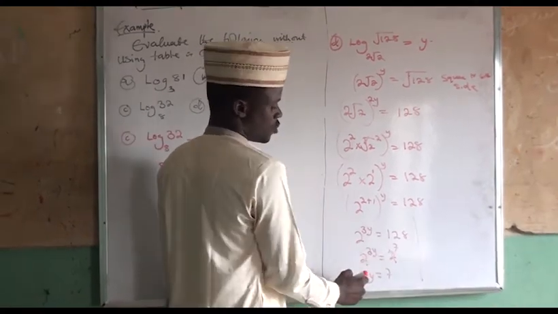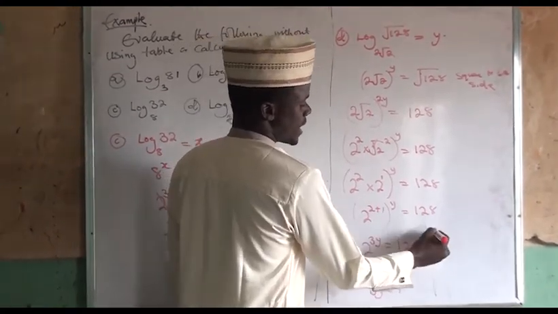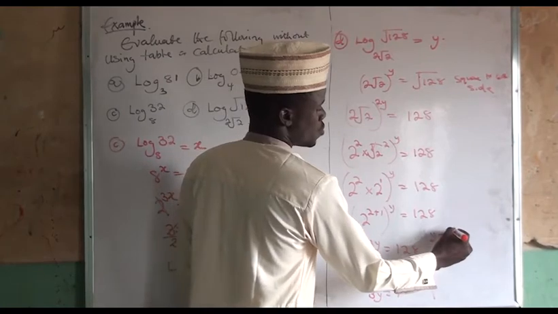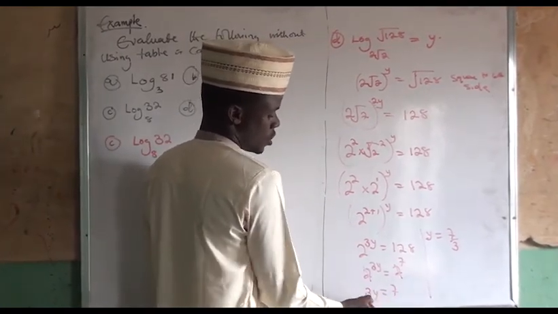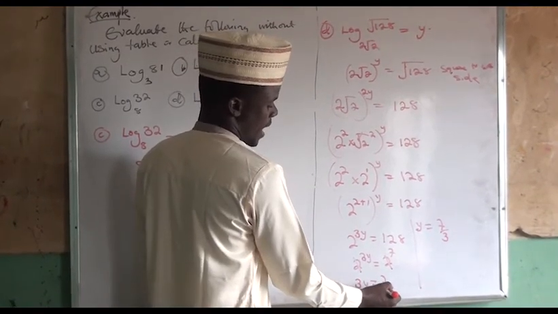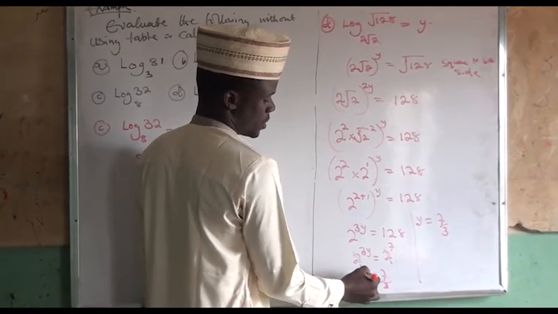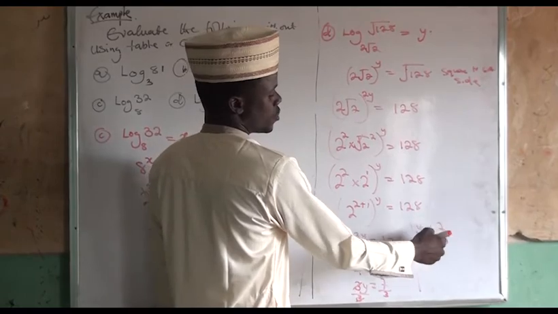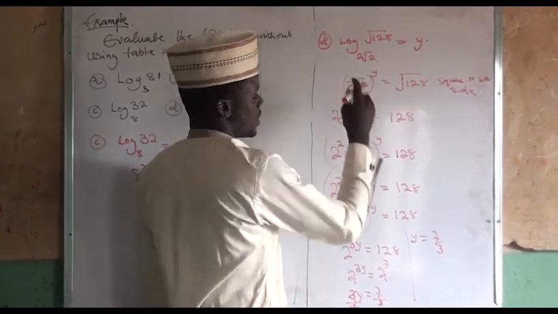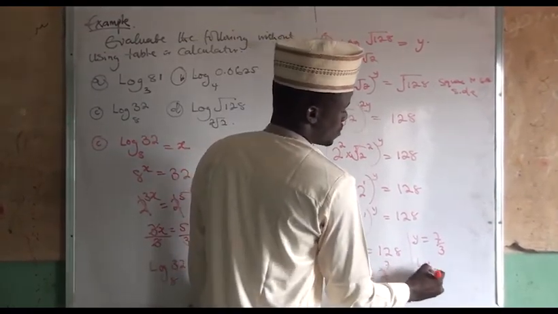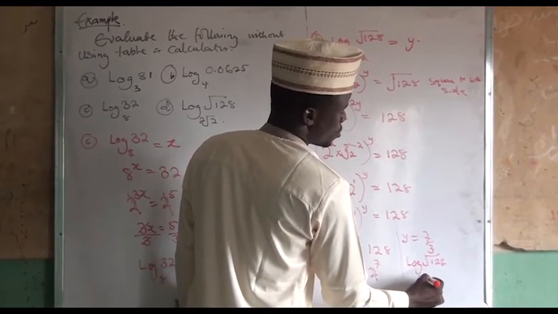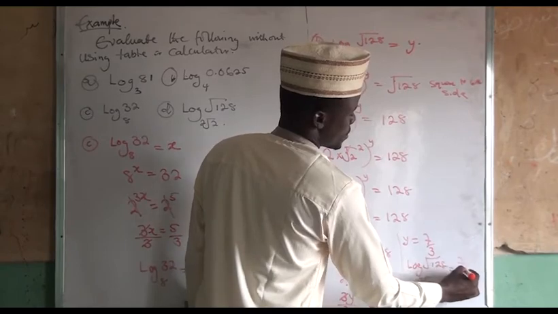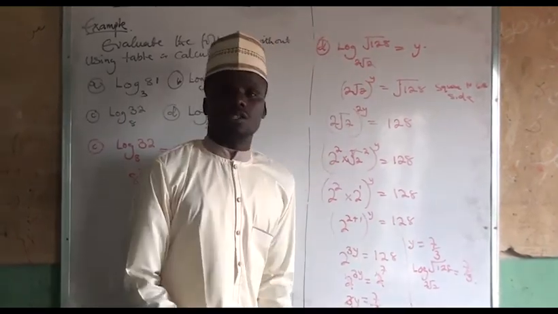As we have 3y equals 7, we can say y equals 7 all over 3, when you divide both sides by the coefficient of y, which is 3. 3 goes with 3, so y alone equals 7 all over 3. So here we can find logarithm of root 128 base 2 root 2 equals 7 all over 3, and that is the answer.